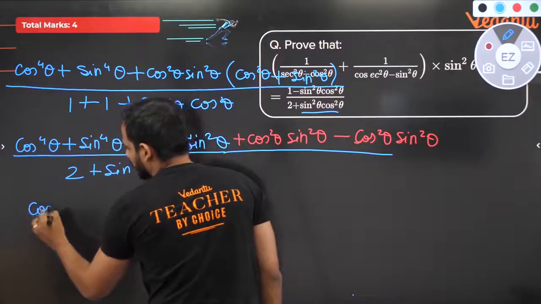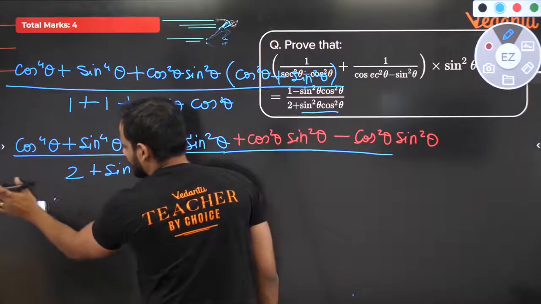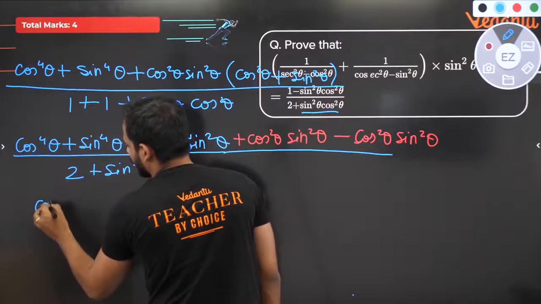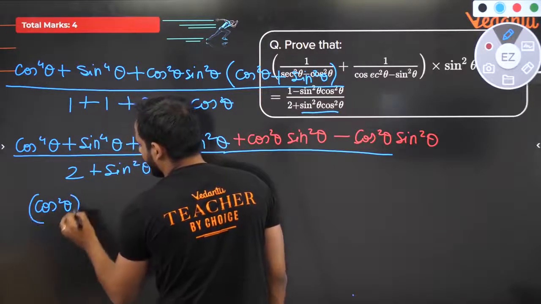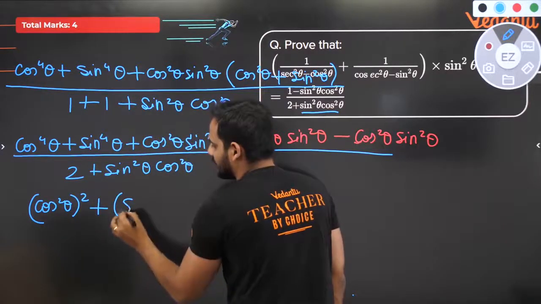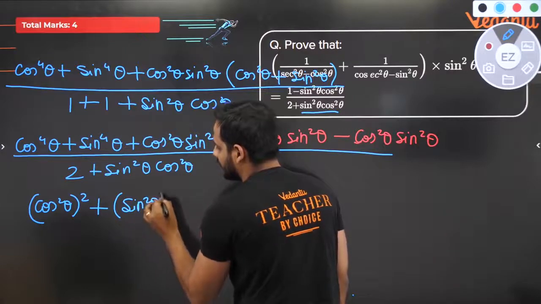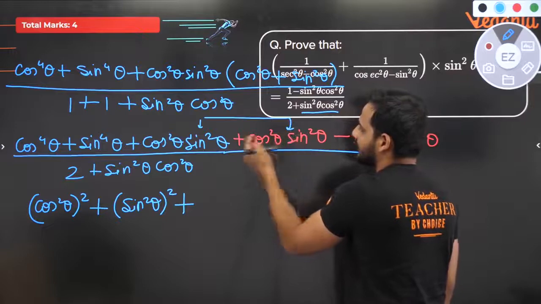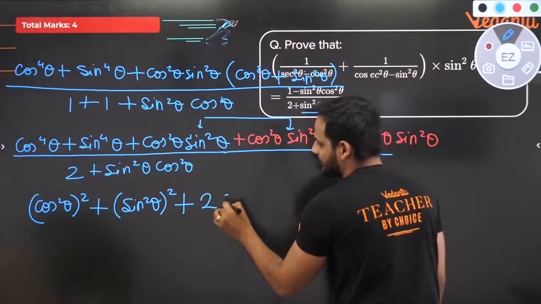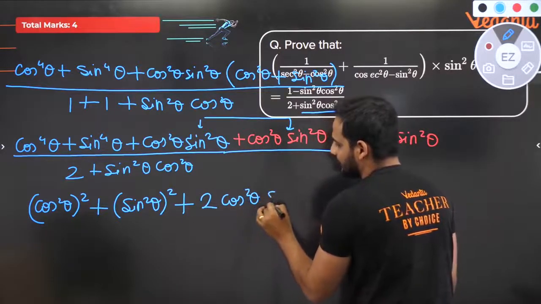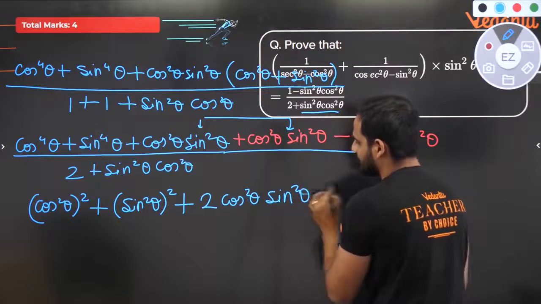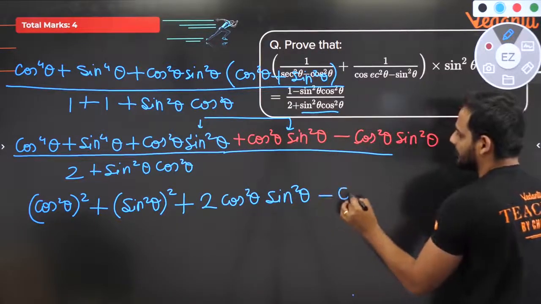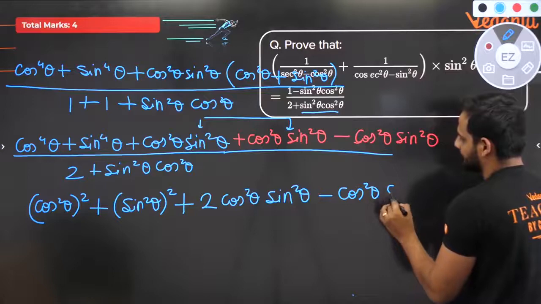It will be cos raised to the power 4 theta. Let us write cos raised to the power 4 theta as cos square theta's whole square. Sin raised to the power 4 theta, let us write it as sin square theta's whole square. And if I add these two, cos square theta sin square theta plus cos square theta sin square theta will become 2 times cos square theta into sin square theta. And this minus cos square theta sin square theta as it is.